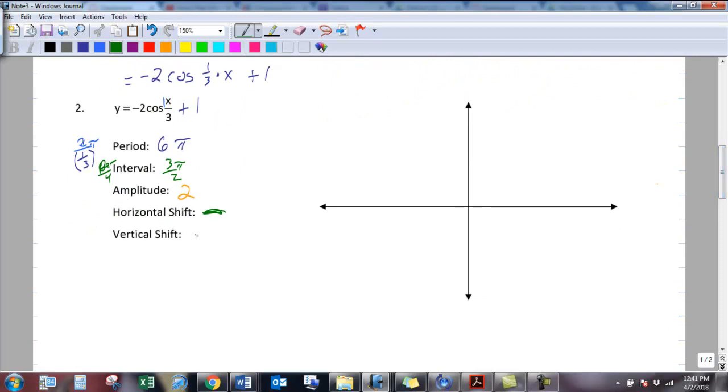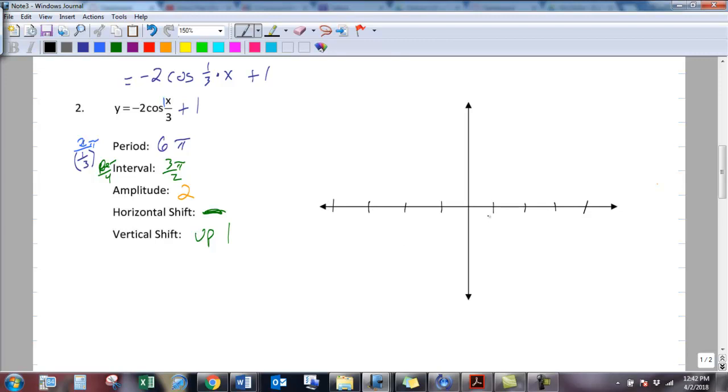This +1 is outside, so that means that we're going to translate it up 1. Okay, let's get to it. The first thing that we're going to do, 4 tick marks on either side. And remember, I want you to label the positive axes. I want to know what your scale is so we can see.